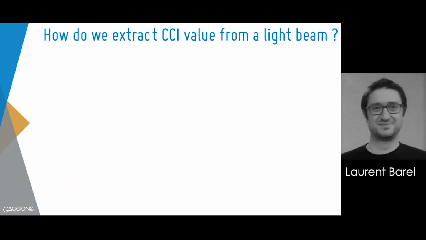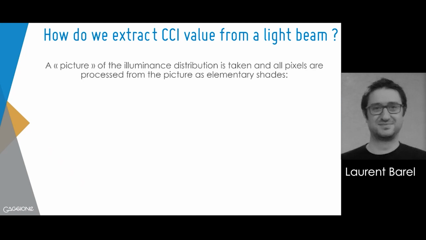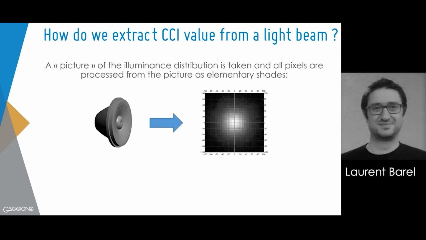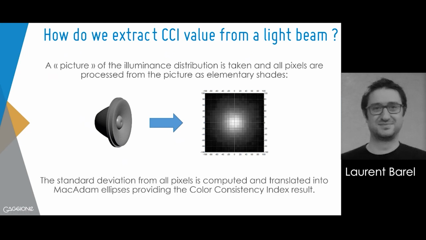How do we do that CCI measurement and extraction? It's pretty simple. We use a high resolution, very high sensitivity color camera. We spread the beam on the wall. We take a picture of this beam. So this is a representation of one of our collimators. This is how the image could look in a very simplified and monochromatic way, by the way. And then we apply some math to that.